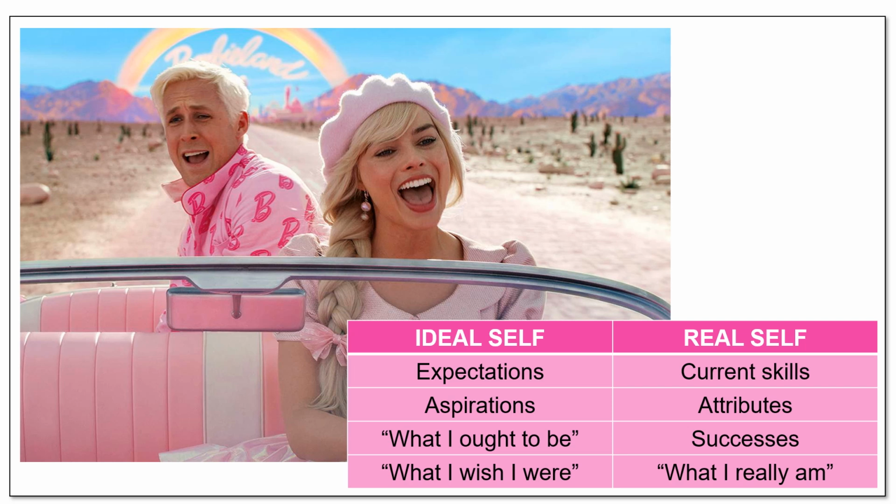So here, the ideal self versus the real self. You see the expectations versus the current skills, their aspirations versus their attributes, what I ought to be versus their successes, what I wish I were and what I really am. So it's that area in between these two columns that makes up a person's self-esteem.